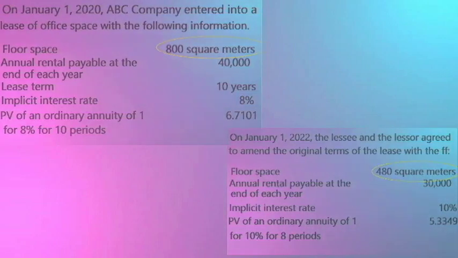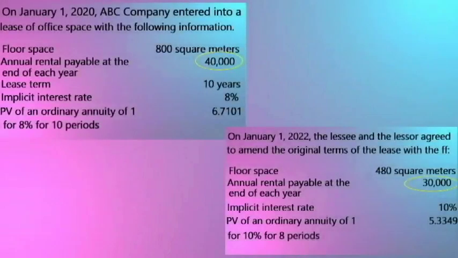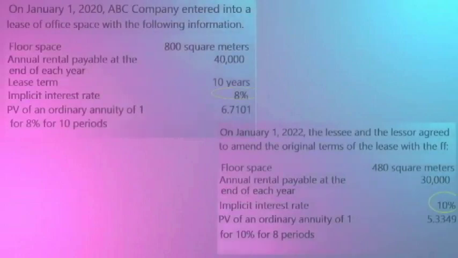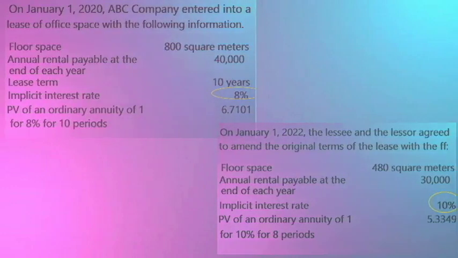So, nabawasan. And also, yung annual rental payable na 40,000 noong January 1, 2020, naging 30,000 na lang siya noong January 1, 2022. And also, yung implicit rate in the lease na 8%, so naging 10% naman siya noong January 1, 2022. So we need to record for these changes. But before that, we are going to compute first for the present value of lease payments on January 1, 2020.